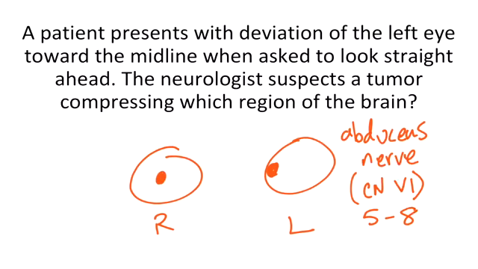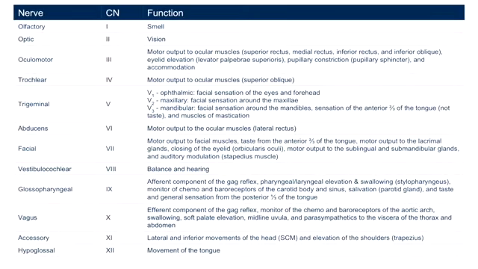In this case, we're asked which region of the brain is being compressed by a tumor, so the answer is the pons. From table 8.1, we can see that the abducens nerve normally provides motor output to the lateral rectus.